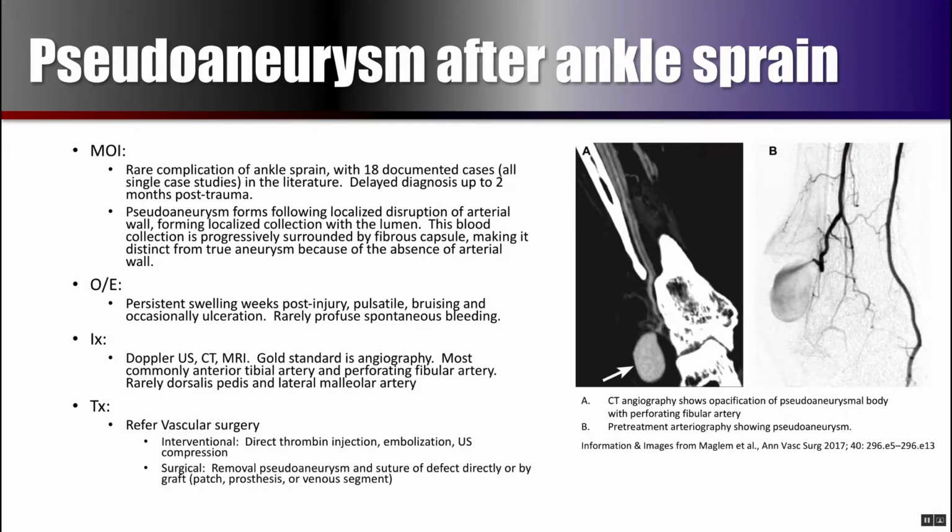What happens is a pseudoaneurysm forms following localized disruption of the arterial wall, typically of the anterior tibial artery or the perforating fibular artery. So this forms a localized collection within the lumen. This blood collection is progressively surrounded by a fibrous capsule, and that makes it distinct from a true aneurysm because of the absence of an arterial wall.